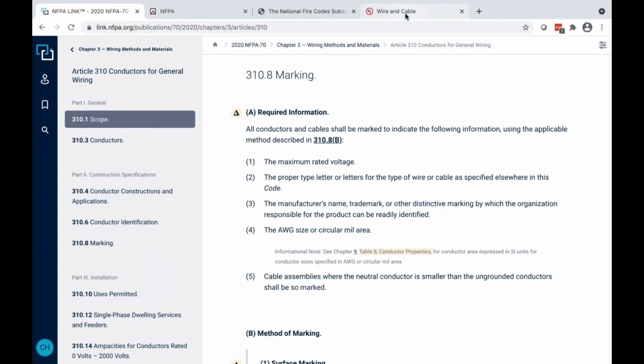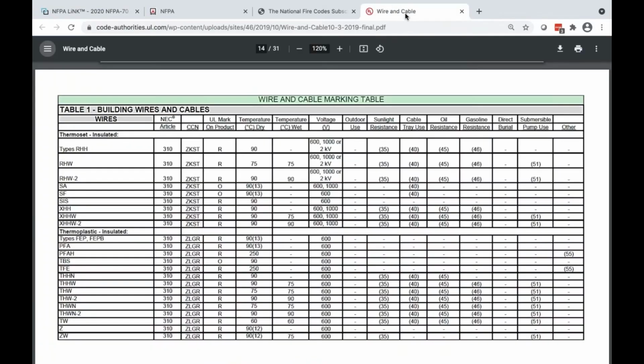Now, I did want to point you to one other resource. We're looking at the code, and of course, that's what we're really discussing today. But there are other resources out there. One of those is the UL Wire and Cable Marking Guide. If you do a simple search for UL Wire and Cable Marking Guide, you can get this PDF download. And one of the nice things about it is it gives you a lot of information, even more than what we have in the code. It tells you about optional marking and what the different letter designations on cables and conductors can mean.